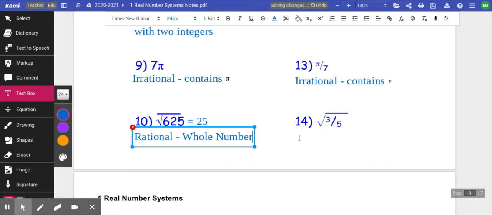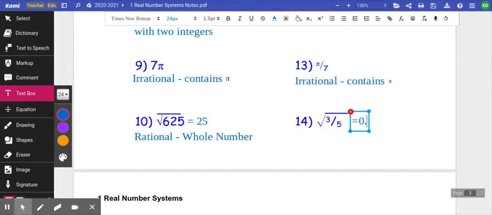Either definition will work. Number 14, the square root of 3 over 5. So again, I need to use that calculator. Second, x squared, and 3 divided by 5. Hit enter. And if you notice now, we get this crazy decimal, right? 0.7745966692, that just goes on forever. There's no repetition, right? So again, we're going to write down or type this decimal because we're going to use it in our definition.